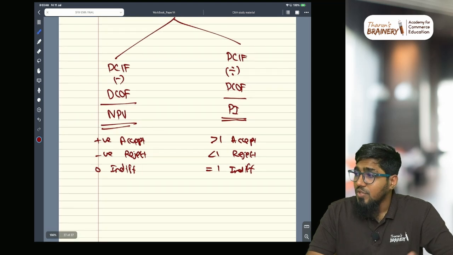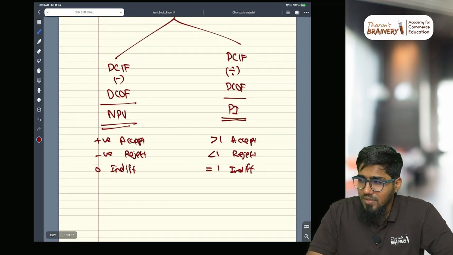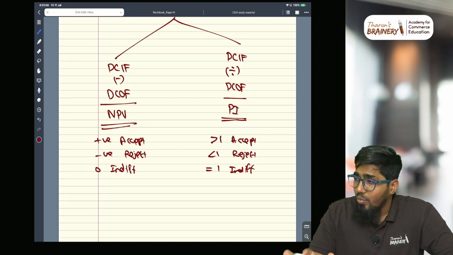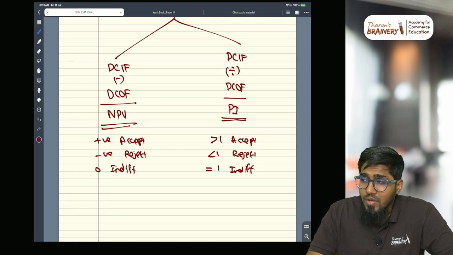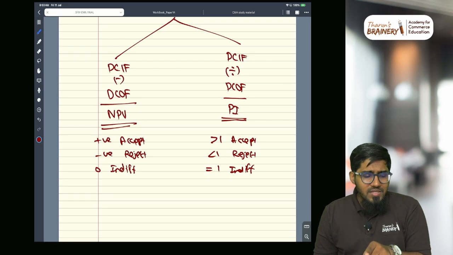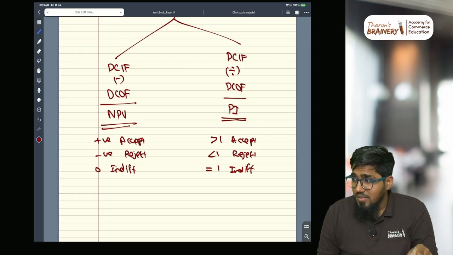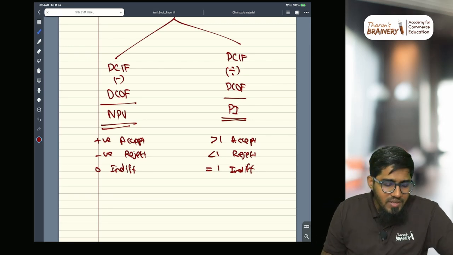Sometimes in the question they put in a twist, where there is some project where the profitability index is equal to 1. Now whenever the profitability index is equal to 1, you have to write the equation. If the profitability index is equal to 1, which means discounted cash inflow equals discounted cash outflow.